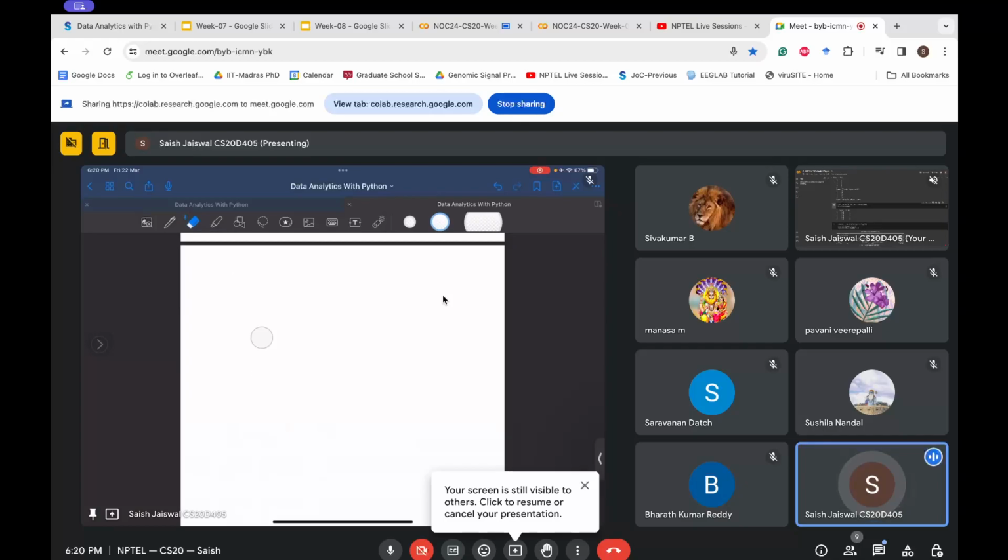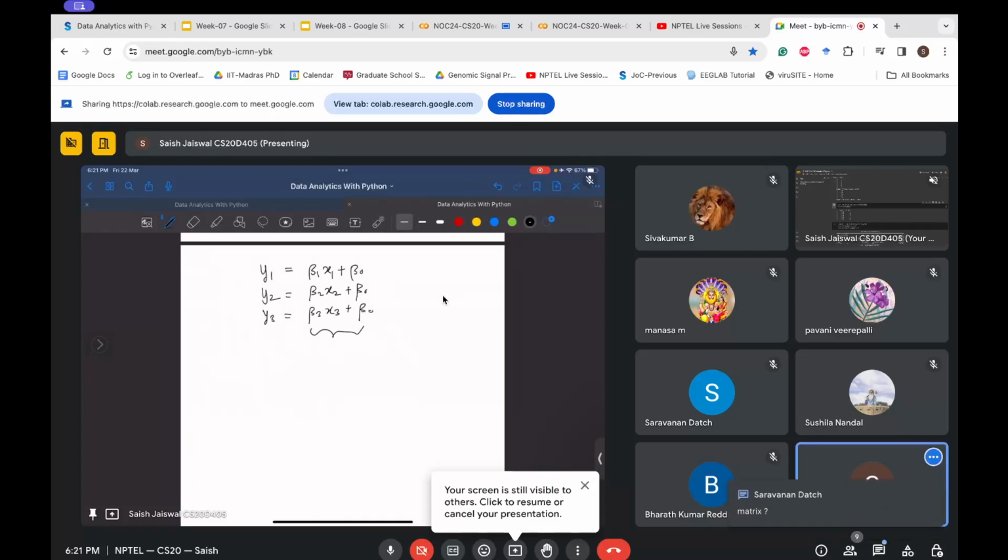Okay, let me write it over here. y1 equal to, let's say, beta 1 x1 plus beta naught. Let us consider only these three equations. I want to write this as a product of two vectors. How can I do that? Yes, matrix. So what will be the matrix? You have to define two matrices over here.